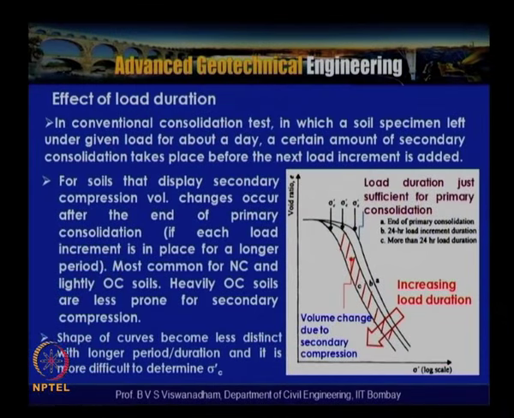Now what will happen? Let us see the load duration. Conventionally we keep each load for 24 hours, with a load increment ratio, delta sigma dash by sigma dash, equal to 1, maintained for 24 hours. So in a conventional consolidation test, in which a small specimen is left under a given load for about a day, a certain amount of secondary consolidation takes place before the next load increment is added.